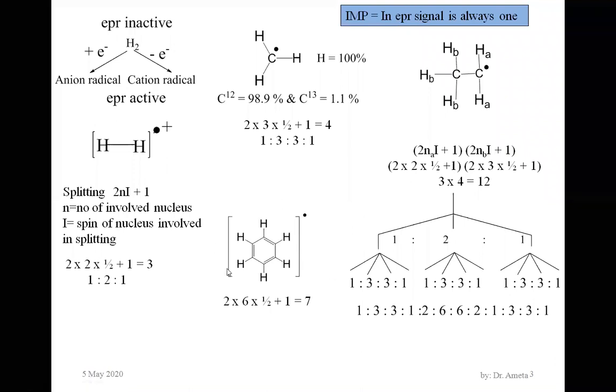Now if we take an example of phenyl radical, benzene radical, there are 6 hydrogens available, and all hydrogens are chemically equivalent. That's why 2 into n value will be 6 into half. This is the spin value of hydrogens, and by solving this we will get 7. So it means benzene free radical will give 7 lines.